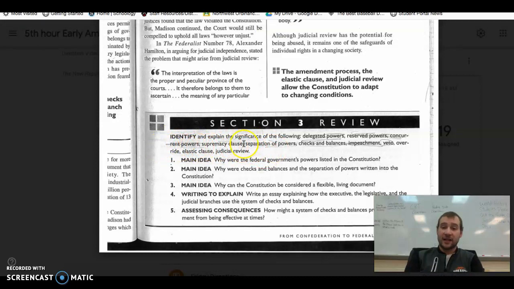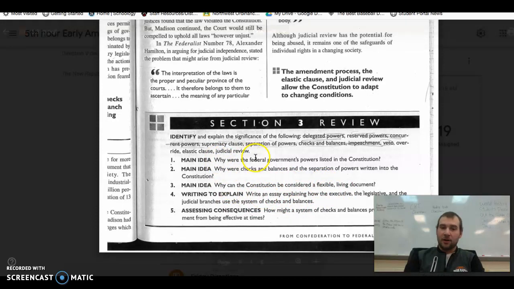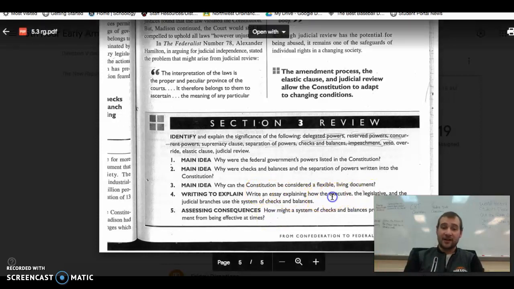Now, once you finish the identifying, then you can go down and answer questions 1, 2, 3, 4, and 5. For number 4, you do not need to write an essay. Just write me a paragraph, or just explain these two. All of these should be multiple full sentences. Spelling and grammar counts. I cannot stress that enough.